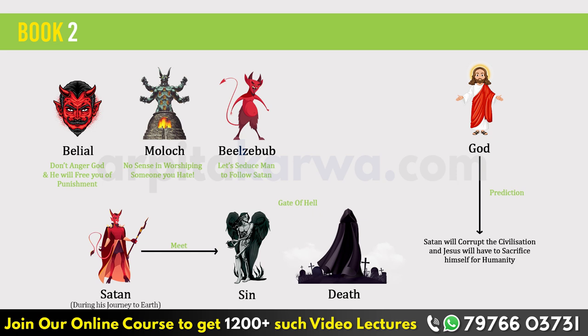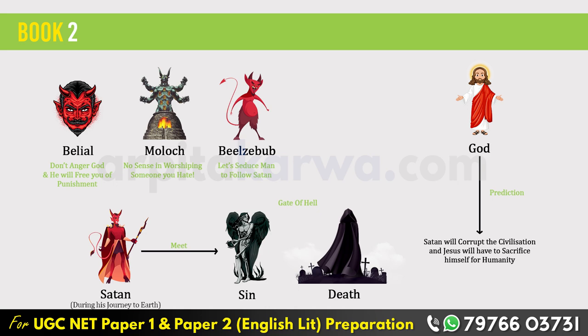Now, what to remember in book 1? While Milton introduces Satan and the fallen angels, we find two chief devils reappear in book 2, known as Moloch and Belial. Moving on to book 3.